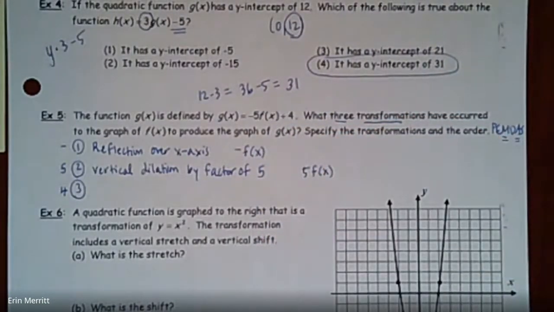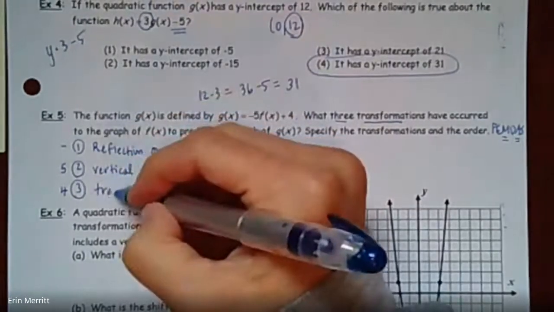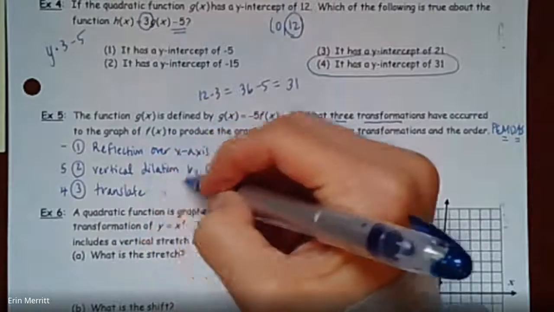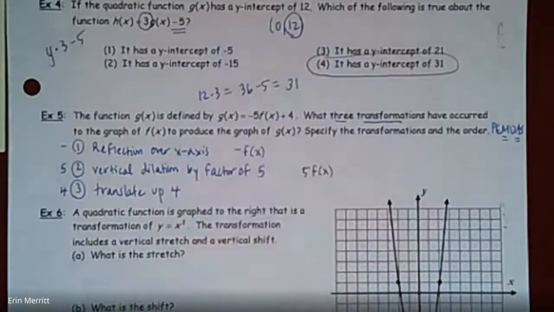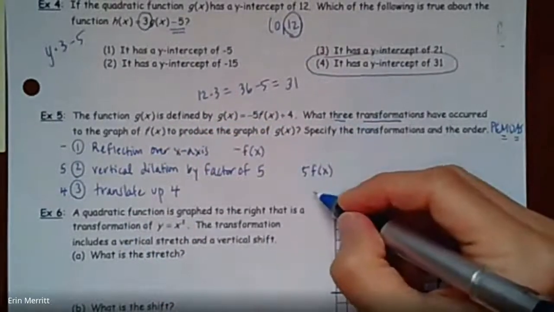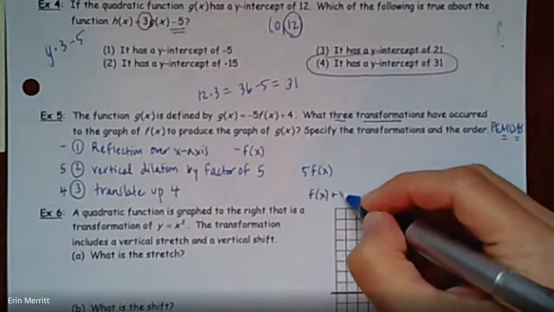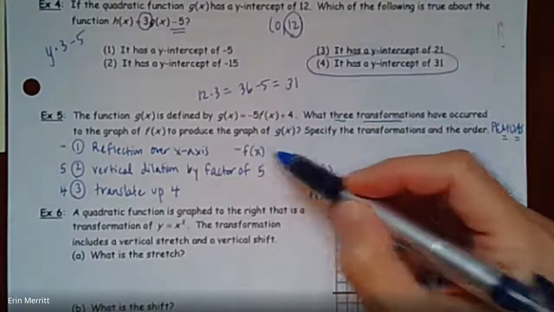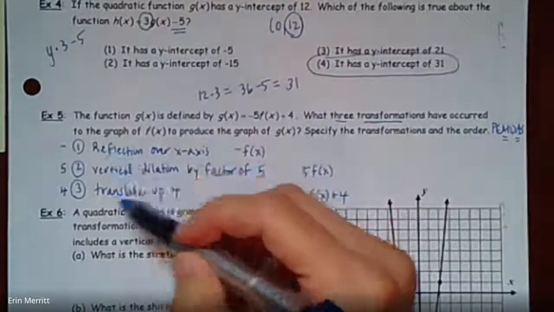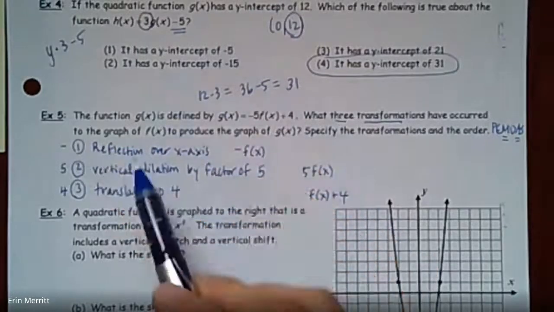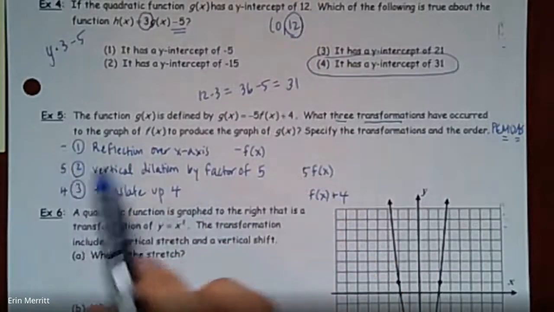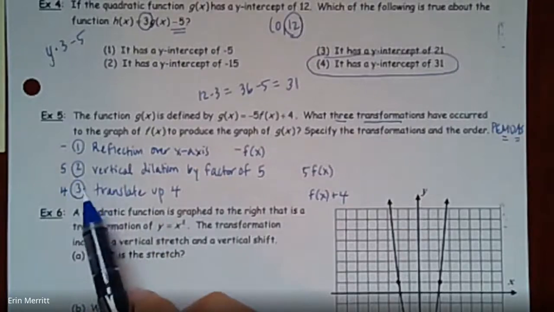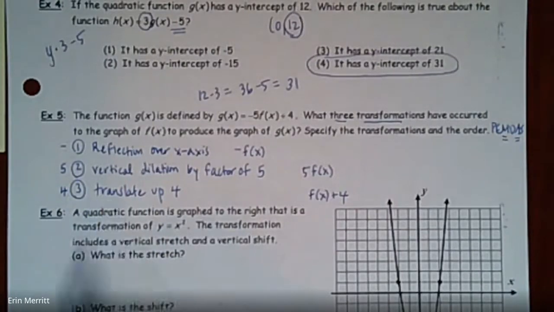And then the last part, the plus 4. The plus 4 means that we are shifting or we are translating, try to use that vocab, up 4 units, right? And so that's the whole piece of the f of x plus 4. So you don't have to show this part. You have to make sure that you understand this over here. That negative reflects it over x, the 5 dilates it vertically, and then the 4 shifts it up 4.